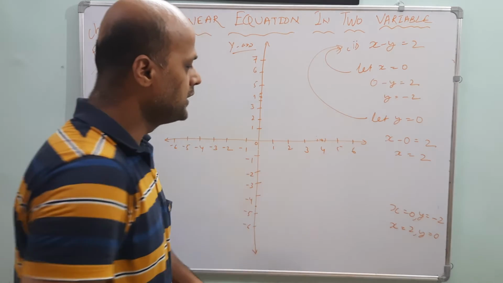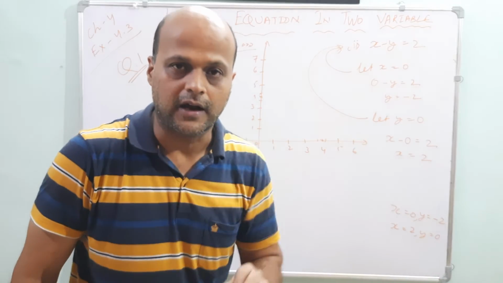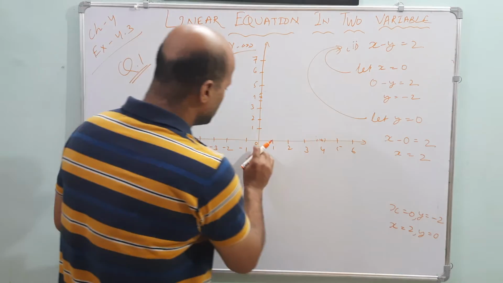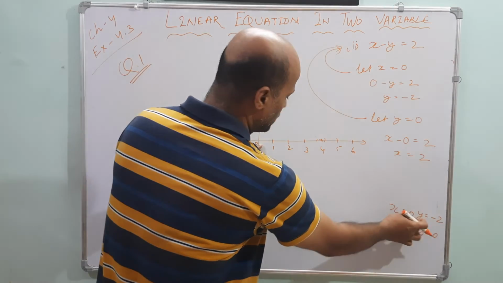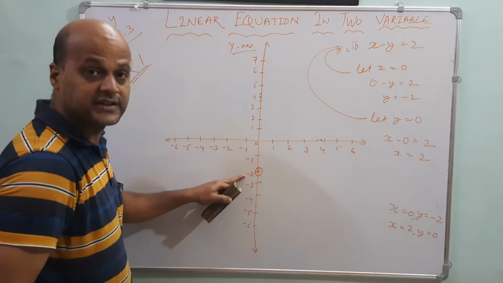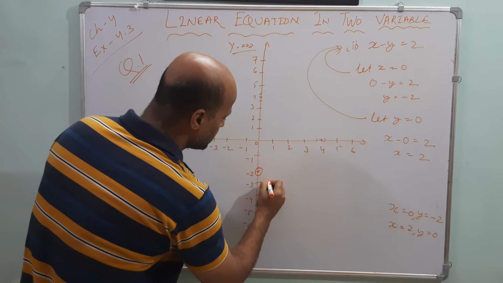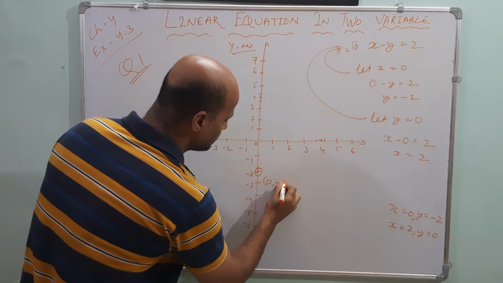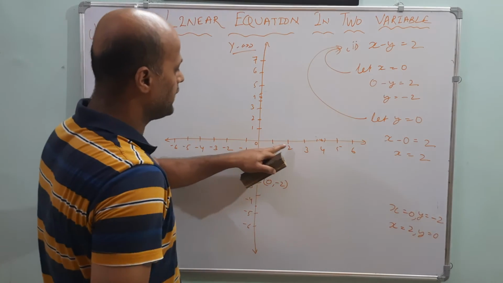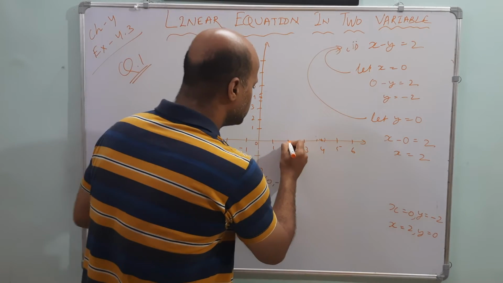Now I have to show these two values in the graph. Let's see. When x is equal to 0, y becomes minus 2. Where is minus 2? On the downside. So here the point is 0 and minus 2. And when x is equal to plus 2, y becomes 0 here.